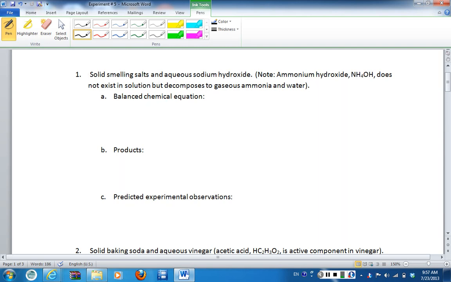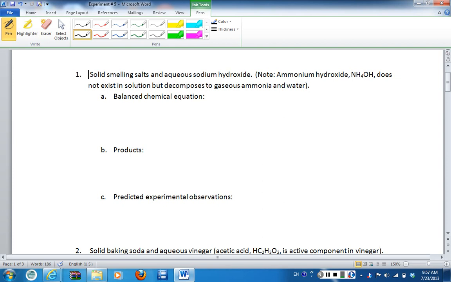So one of the first things that you have to be able to do with this experiment is write a balanced chemical equation, and you have to be able to predict the correct products. Okay, so let's look at question number 1 in the pre-lab. We see that we are asked to write a balanced chemical equation between solid smelling salts and aqueous sodium hydroxide.